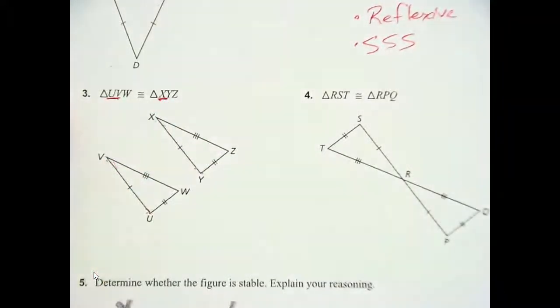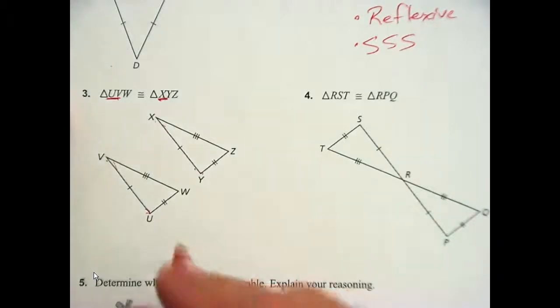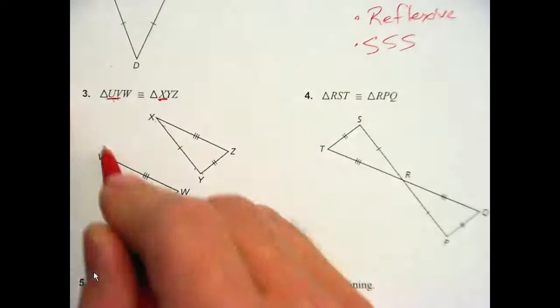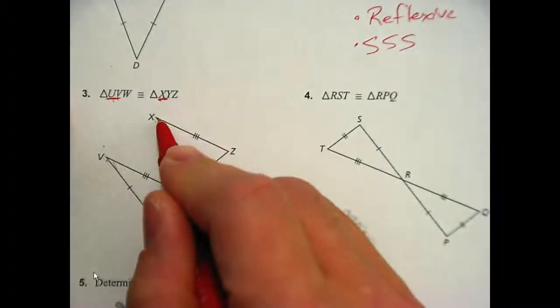Because they're not in the correct order. They're not corresponding. So U to V should say Y to X. Right? Okay, so this is no.